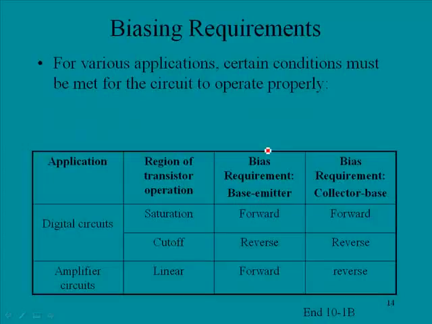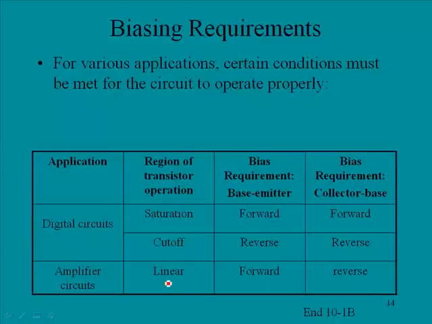Okay, biasing requirements. For various applications, certain conditions must be met for the circuit to operate properly. Here we have an overview. We see applications, the region of transistor operation, and then the biasing requirements for the base-emitter and the collector-base. If we're doing digital circuits, the two regions that we're going to be using are saturation and cutoff. For saturation, both junctions must be forward biased. For cutoff, both must be reversed. So this is simply the on, and this is the off.